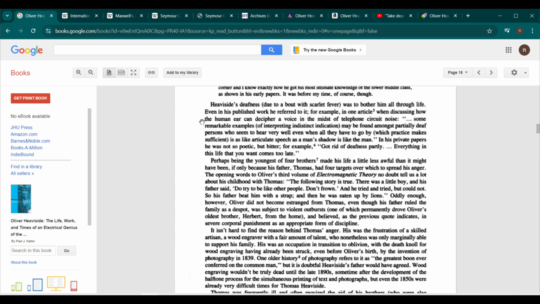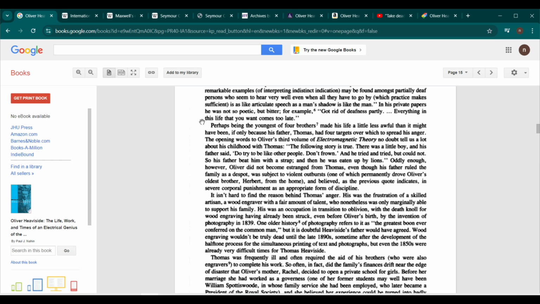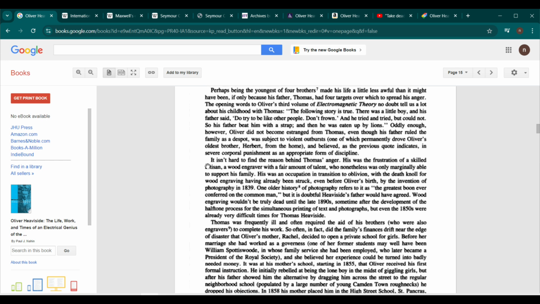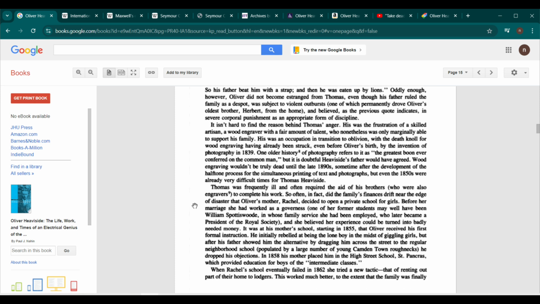And there's some also really funny or interesting stories. When he went to school, he was frequently ill. He often required the aid of his brothers, who were also engravers. So often, in fact, did the family's finances drift near the edge of disaster that Oliver's mother, Rachel, decided to open a private school for girls. Before her marriage, she worked as a governess.